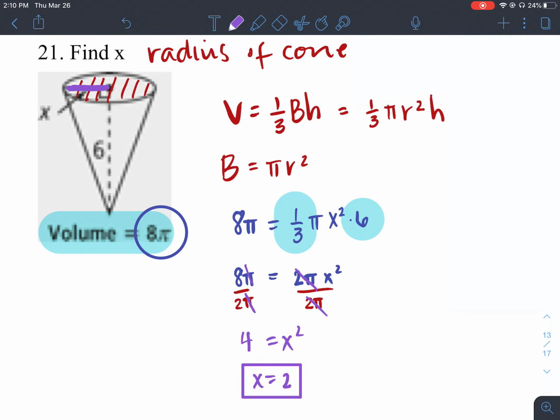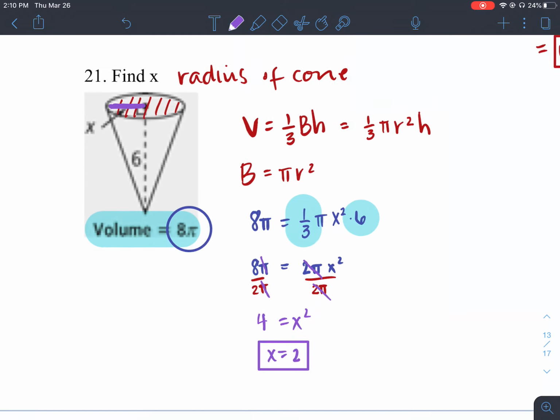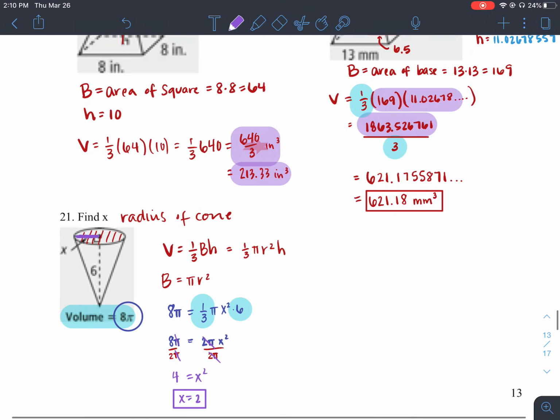And if I wanted to, we could double check this and plug this back into our formula and say, okay, what if I did 1/3 the area of the base times the height using 2 for my radius? Do I get 8 pi back? And you do. You do get 8 pi back. So this one is just a little bit different, we're working backwards. We know the answer. We know parts of the formula, and we've got to find another piece of our cone, another value for our cone.